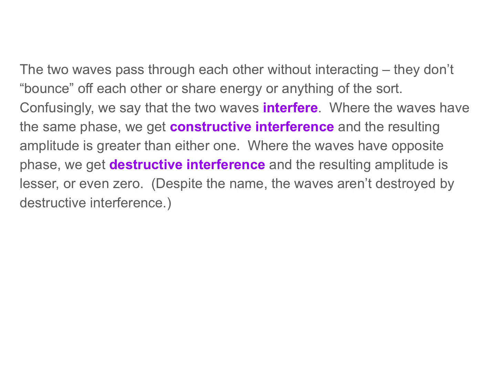Confusingly, because we haven't chosen the words particularly well, we say that the two waves interfere. In English, two things interfere when they get in each other's way, but in physics, two waves interfere when they adjust the medium, but they don't affect each other. When the waves have the same phase, we get what's called constructive interference, and the resulting amplitude is greater than either one. Where the waves have opposite phase, we get destructive interference, and the resulting amplitude is lesser, or could even be 0. Despite these names, the waves aren't destroyed by destructive interference, they just pass through each other. It's only at the moment they seem to have been destroyed.